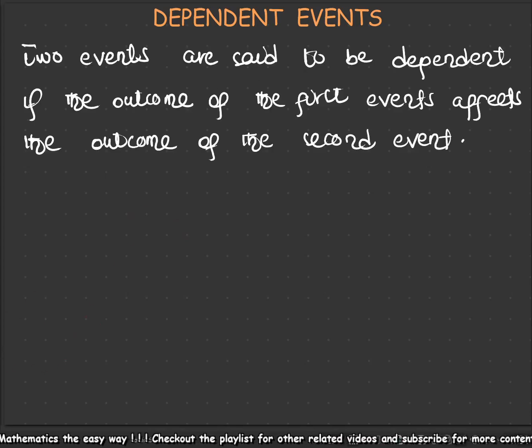So we have the definition displayed here. Two events are said to be dependent if the outcome of the first event affects the outcome of the second event. So after performing one of the events, you realize that it is affecting the occurrence of the other event. Let's see this in real life.